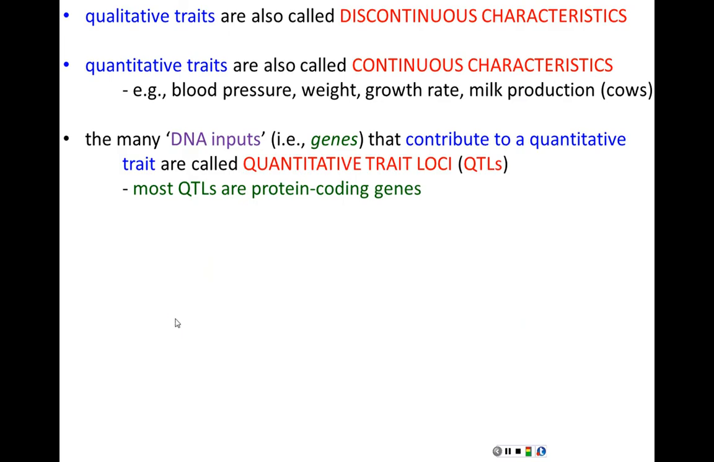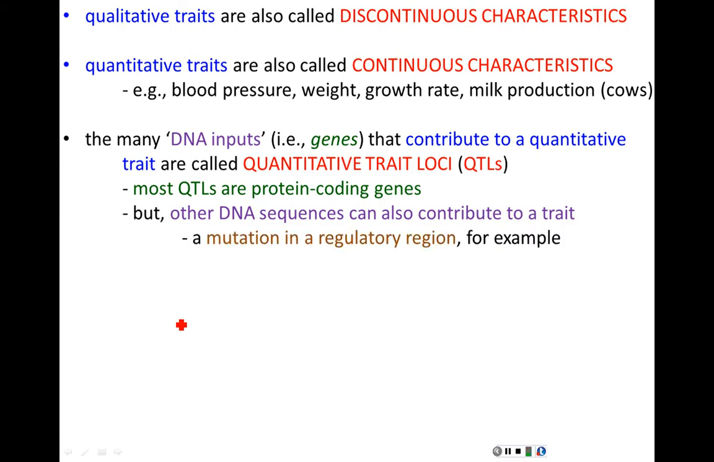All right, so most QTLs are genes, are true protein coding genes, but other DNA sequences can contribute to a trait, and they would be a QTL. All we're talking about here are DNA regions that contribute to a trait. So what could be an example of a DNA region, a DNA sequence, that contributes to that trait, but is not a gene? Well, remember, in the last lecture we talked about regulation of genes. We talked about regulatory regions, such as operons and operators and promoters. We talked about regions of DNA that served as binding sites for other proteins, such as the LacI protein bound to the operator of the lac operon.